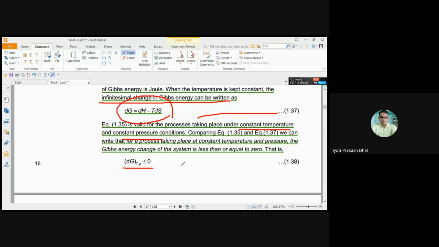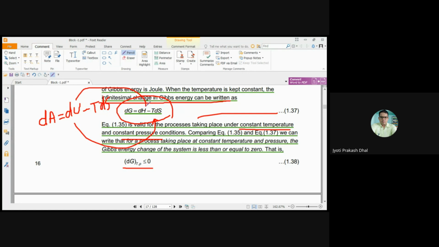We have studied an exactly similar expression where the process is carried out under constant temperature and constant volume. In that case we wrote the equation dA equals dU minus TdS, where A was the Helmholtz energy or Helmholtz function. Here, if we compare this equation, in place of A we have written G, and in place of internal energy U, we have written H.